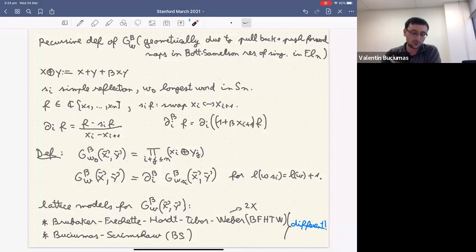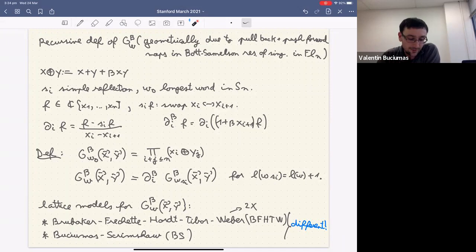Okay, so s_i will denote some simple reflection, and w_0 will be the longest word in the symmetric group. And for any polynomial f, the symmetric group acts canonically on f, so it basically swaps x_i and x_{i+1}. So s_i will just swap x_i and x_{i+1}.